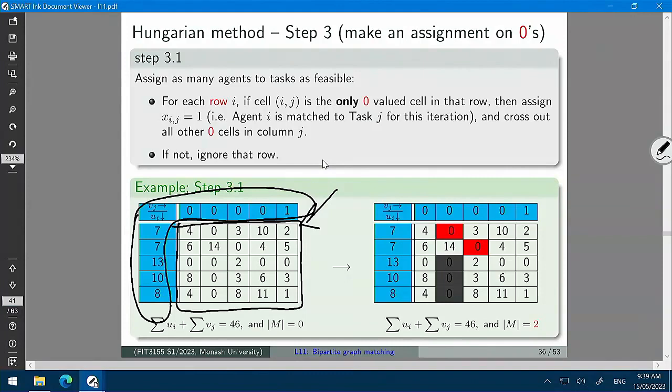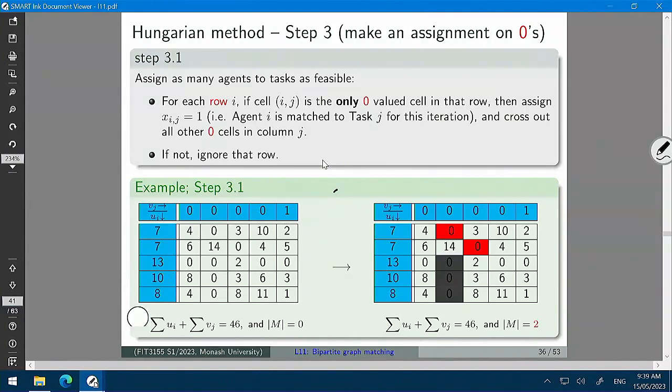Substep 1 of step 3.1 is, in the current state, oh, before we go to the step, what is the summation of Ui plus Vj? Let's sum these up. 7 plus 7 is 14. 14 plus 13 is 27. Plus 10 is 37. Plus 8 is 45. And then if you sum up these, plus 1 is 46. So the summation is 46.